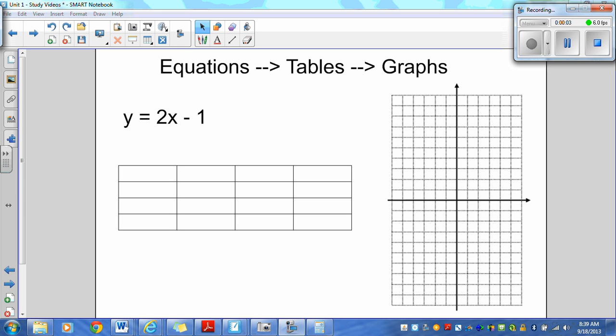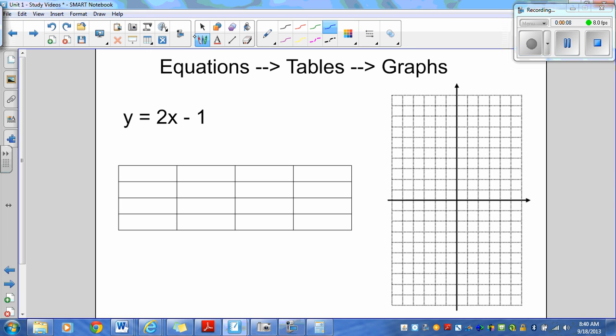This video is on going from equations to tables to graphs. Your equation is y equals 2x minus 1. When you create a table, you want your first column to be your input, or your x value. You want your second column to be your work, so whatever you're going to plug your x value into. In this case, it's y equals 2x minus 1. Then you have a y value, an output that you get out when you do your work.